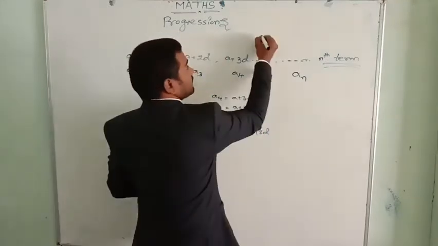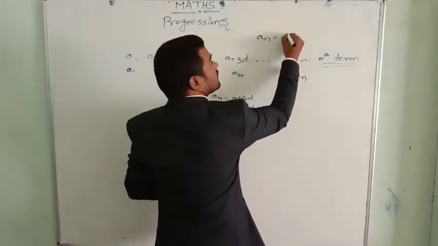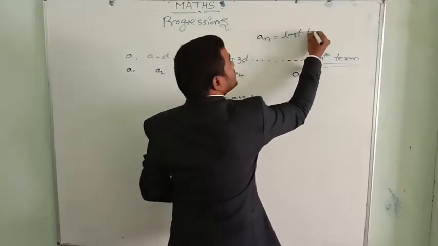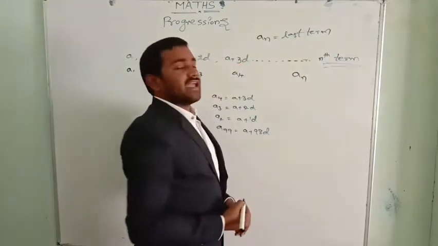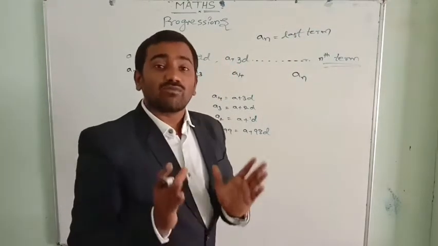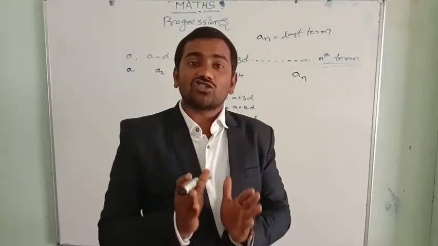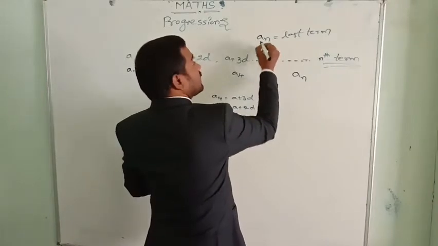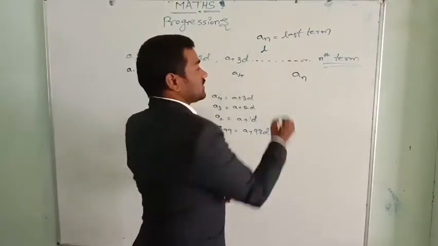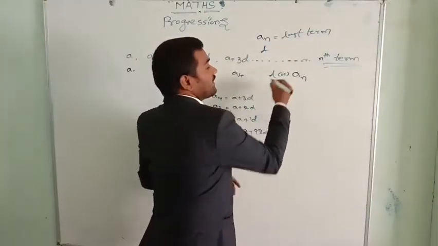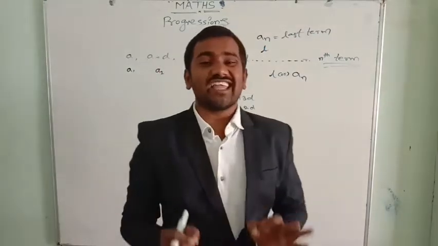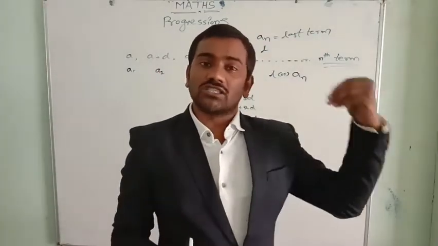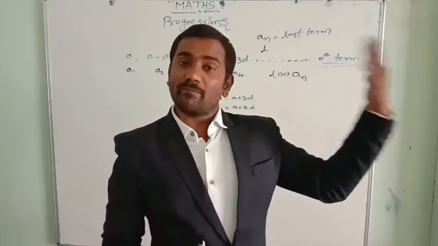Here an equals the last term. Sometimes the last term is also denoted by l. So an equals l, in the sense of the last term, that is, the nth term.